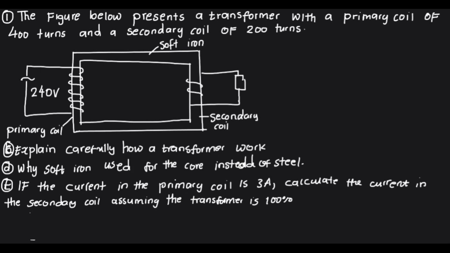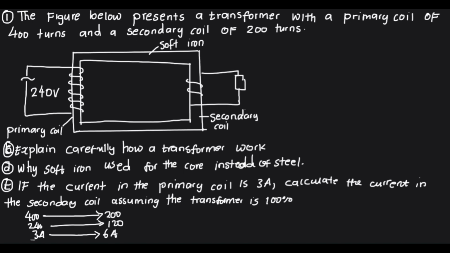Now, if you remember, we said for us, we have 400. For us to get 200, we divided by 2. Then 240 divided by 2, we got 120. Then 3 amps. Instead of dividing, this time we are going to multiply by 2. So this time we are going to get 6 amps.